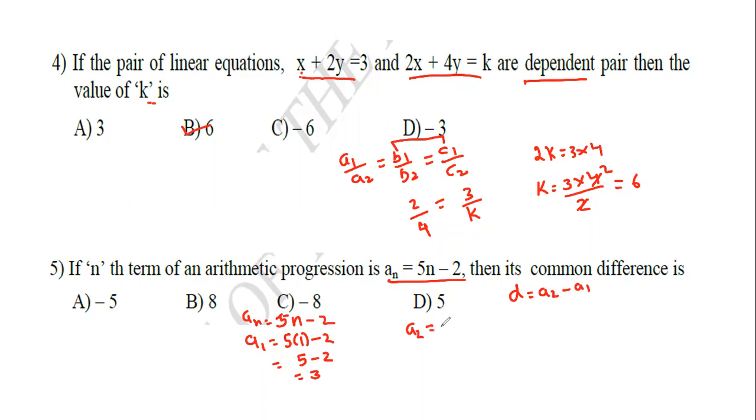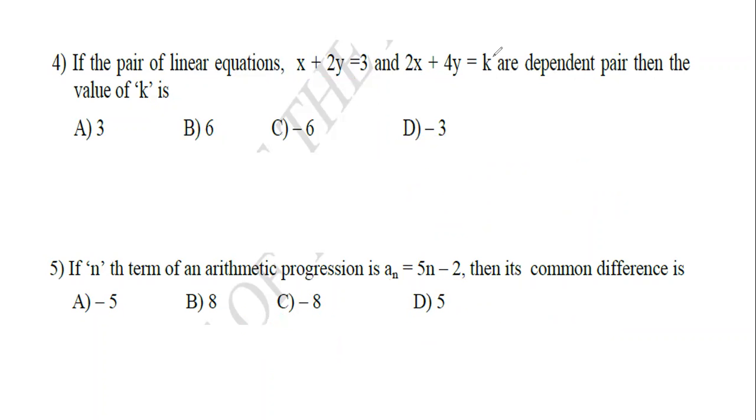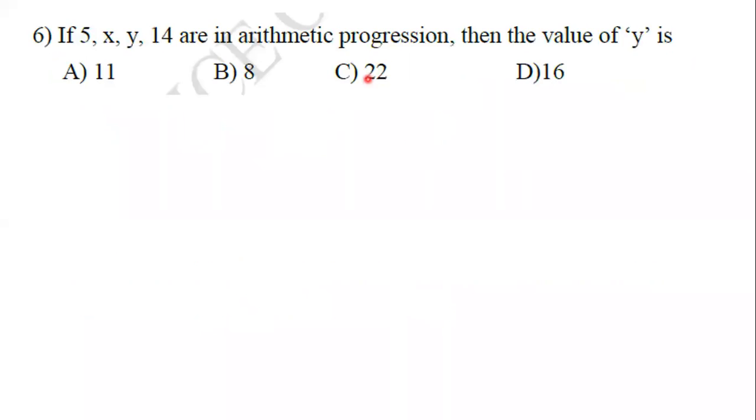And similarly find a2. 5 into the value of n is 2 minus 2. 5 twos are 10, minus 2 is equal to 8. So substitute here, the value of a2 is 8 minus a1 is 3. 8 minus 3 is 5. So which option is right? So option D is correct. So common difference is 5. Next sum.